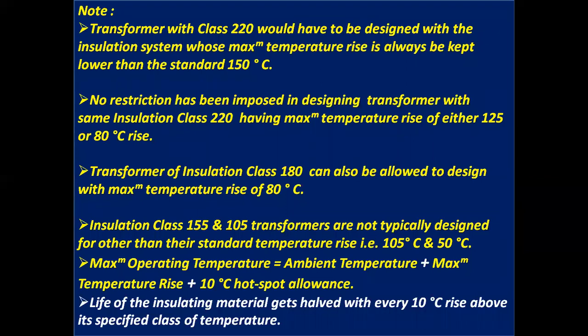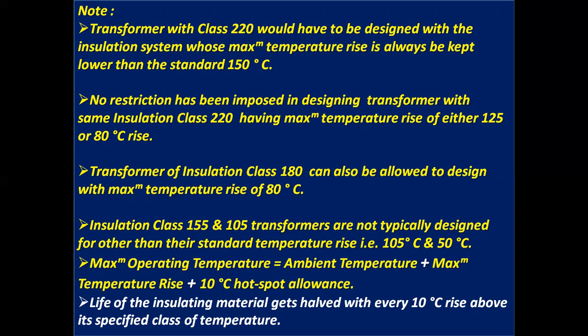Note: a transformer with class 220 would have to be designed with an insulation system whose maximum temperature rise is always kept lower than the standard 150 degrees centigrade. No restriction has been imposed in designing a transformer with the same insulation class 220 having a maximum temperature rise of either 125 or 80 degrees centigrade. A transformer of insulation class 180 can also be designed with a maximum temperature rise of 80 degrees centigrade.